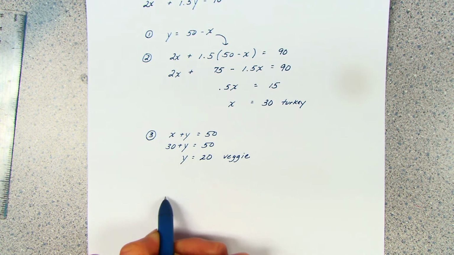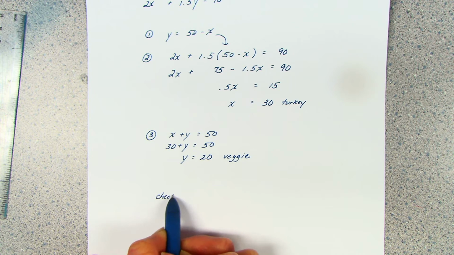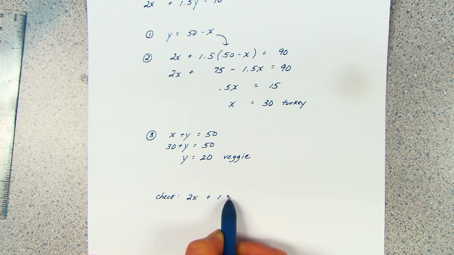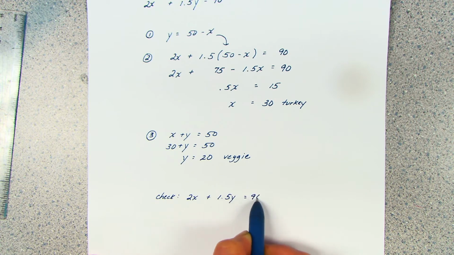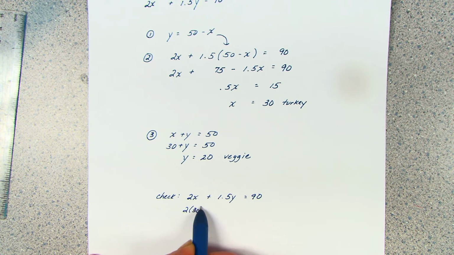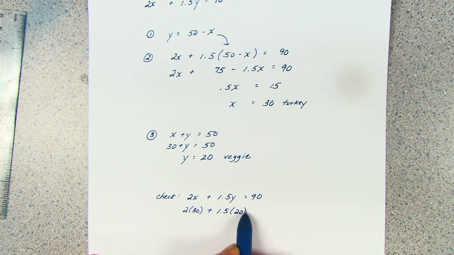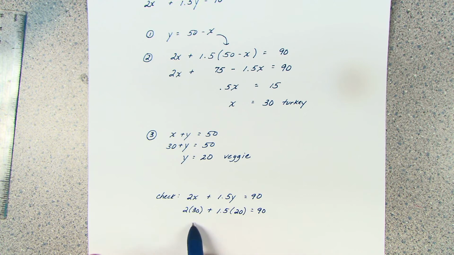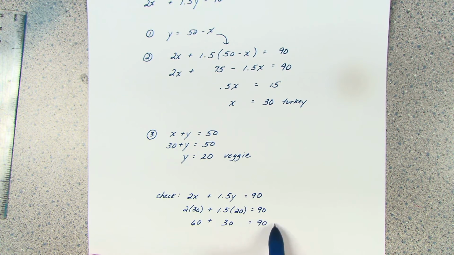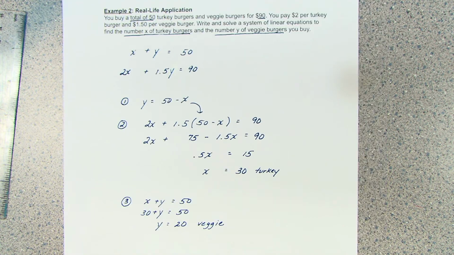Let's check 2x plus 1.5y equal to 90, and make sure that works. 2 times 30 plus $1.50 times 20 equal to 90. 2 30s is 60, and 1.5 20s is 30, and that does equal 90. Right? So kind of reviewing steps.